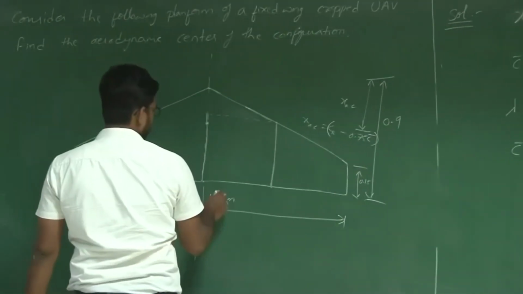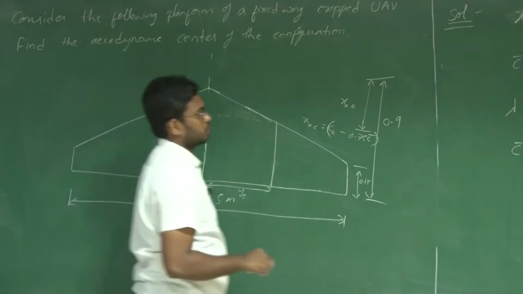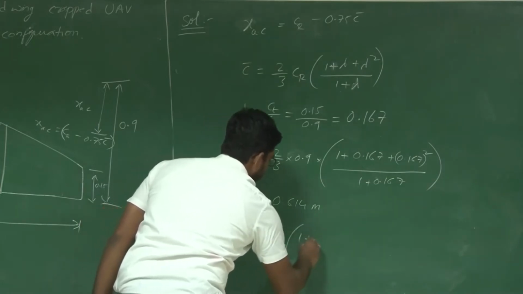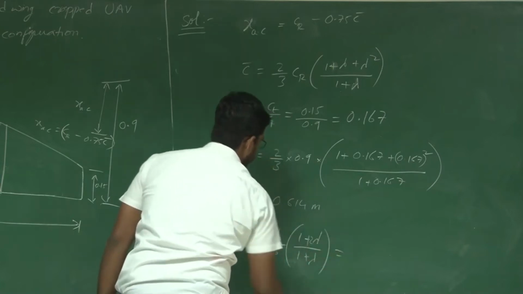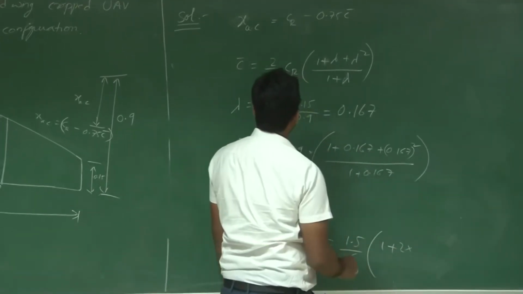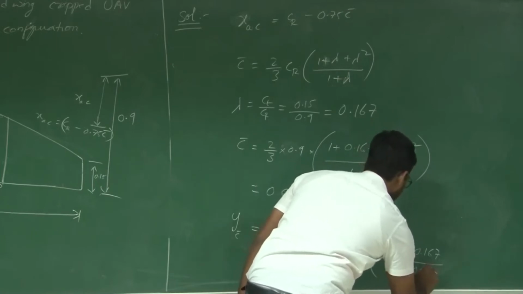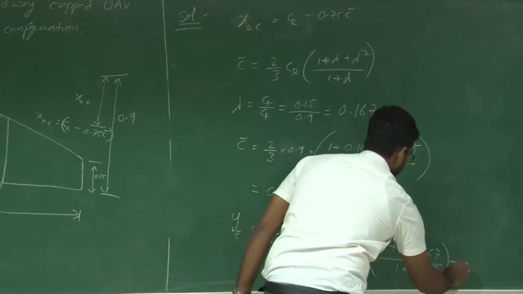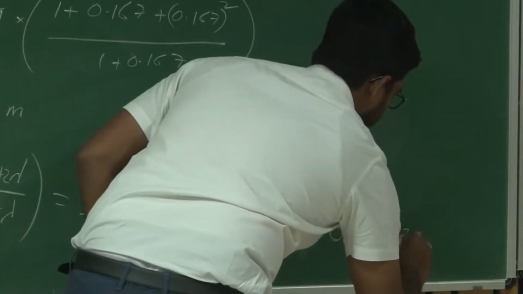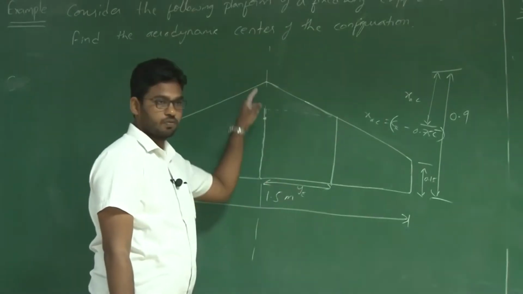Now, if you are interested, you can also find the y location of this C bar, the y location of MAC. So let's quickly do it. Y of C bar is equal to B by 6 into 1 plus 2 lambda by 1 plus lambda, which is 1.5 divided by 6 into 1 plus 2 times 0.167 divided by 1 plus 0.167. This is 0.2857 meters approximately. It lies at approximately 29 centimeters from the root chord.